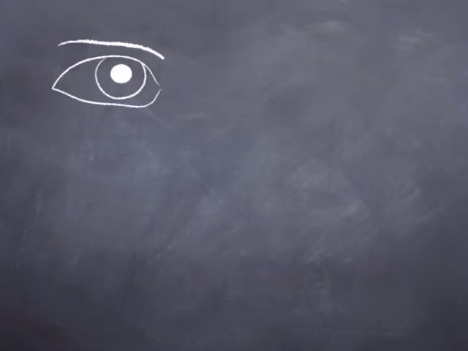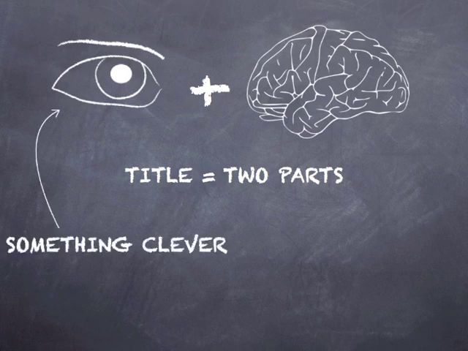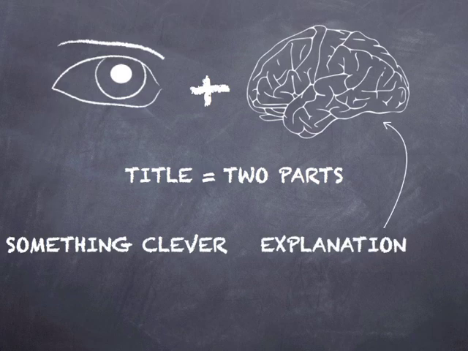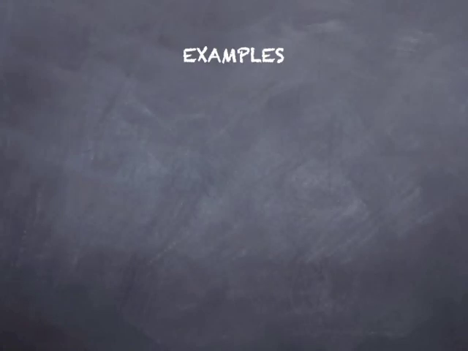A strong title catches the eye and appeals to the mind. To accomplish these goals, your title can have 2 parts: something clever or eye-catching and relevant to your topic, and a brief explanation giving the reader an idea about where you'll be going with your paper. Between these 2 parts, you can place the magic colon. Let's take a look at a few examples.